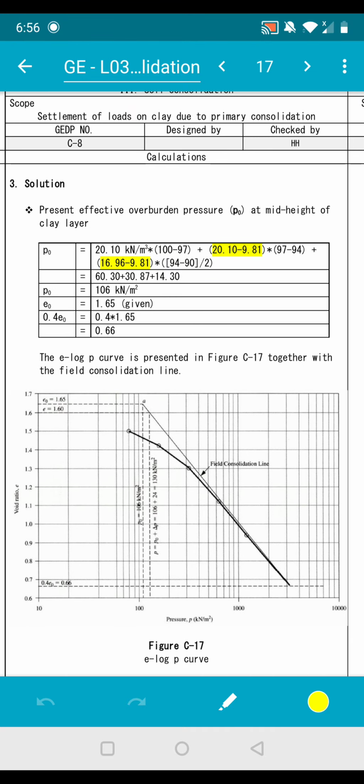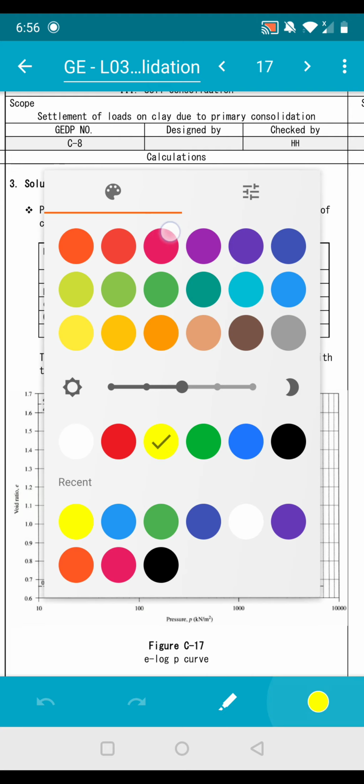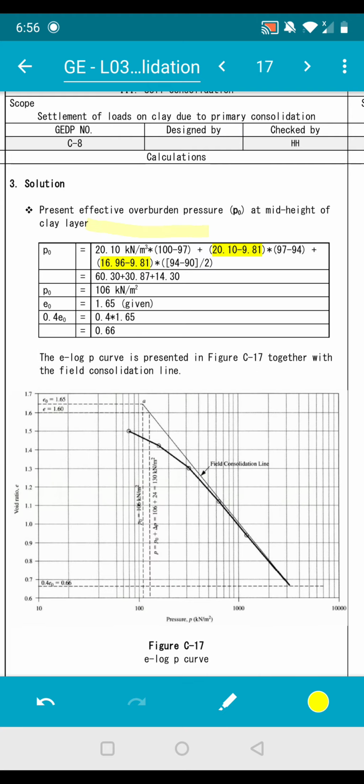Now solution. First, you have to settle the curve. So how to settle this? Start off by calculating effective overburden pressure at mid-height of clay layer. So use a simple formulation. Okay. And you're likely to get effective overburden pressure as 106 kN per meter squared. Initial void ratio is given 1.65. And you assume field consolidation line is taking care of the 0.4 initial void ratio, which is 0.66.